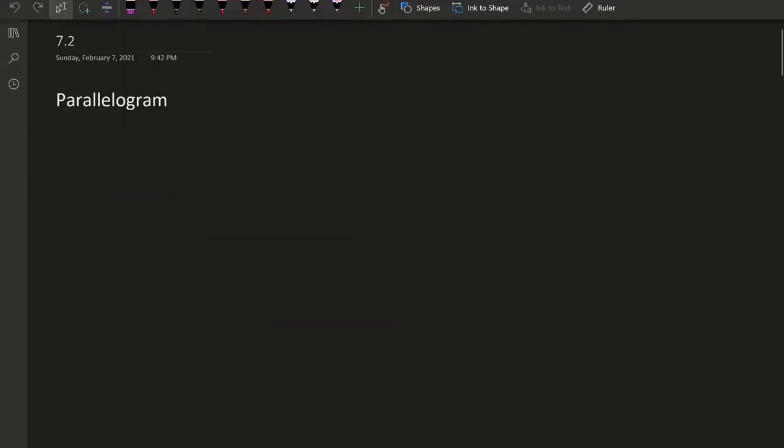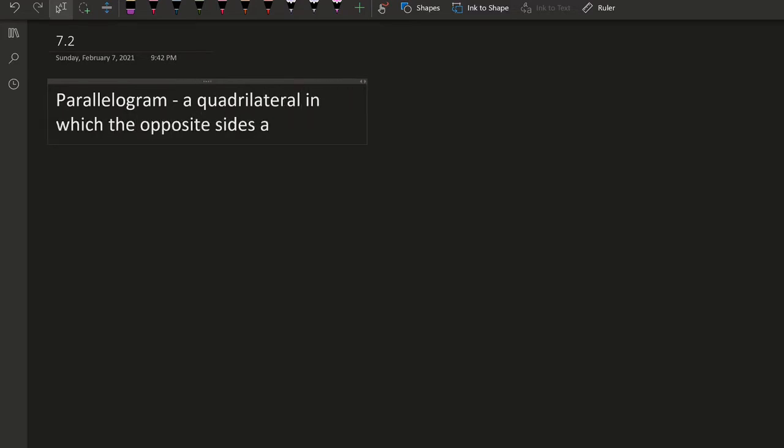Today we'll be starting our lesson on 7.2 on parallelograms. Parallelograms are really interesting shapes. The idea behind them is really simple, but the implications of them are pretty big. So a parallelogram is simply a quadrilateral in which the opposite sides are parallel.